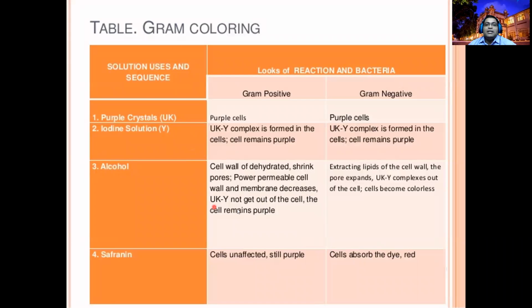Right? So this is the table and the principle, for gram negative bacteria and gram positive bacteria. If you are adding the different dyes, what is happening in the cell? With alcohol, the cell wall is dehydrated and shrinks, so the pores decrease and the permeability of the cell walls and membrane decreases. That's what happens when you add alcohol. Safranin is a color that is absorbed by the gram negative cells. This is the principle, summarized here.